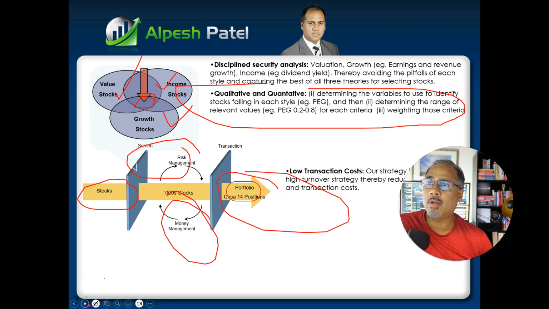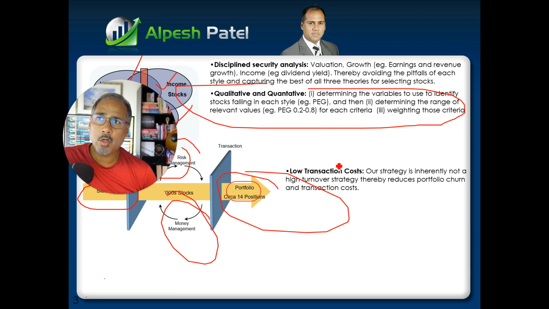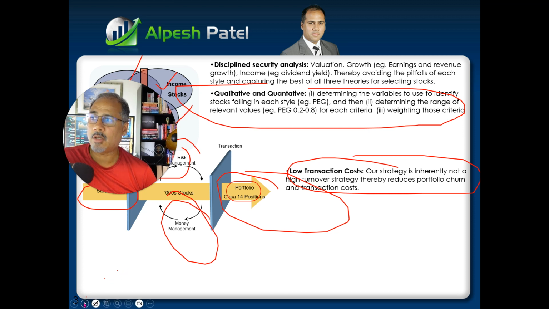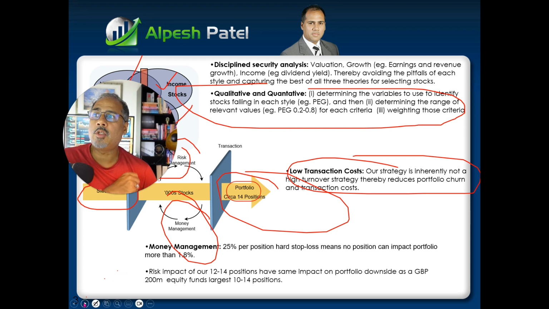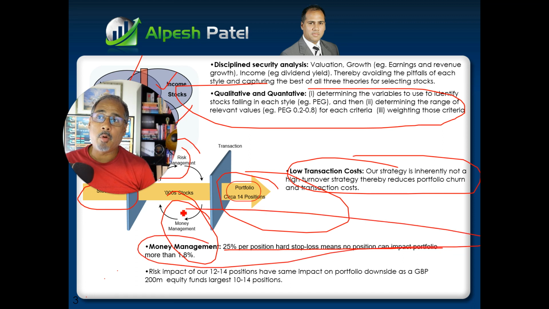What were the various rules? Well, first things first, we wanted transaction costs to be low. Now, since we were holding things for 12 months, that necessarily meant transaction costs would be low and they wouldn't be churning. For money and risk management, we made sure of a 25% per position hard stop loss, which means no position can impact the portfolio more than 1.8%. Because if you divide your whole portfolio into 14 equal positions, then 1/25th of 14 is about 1.8 positions, 1.8%.